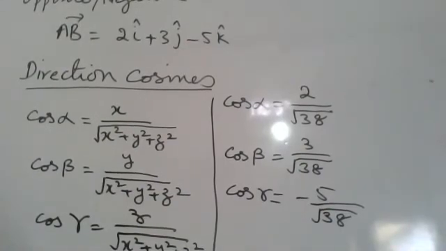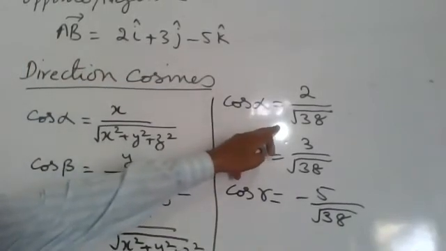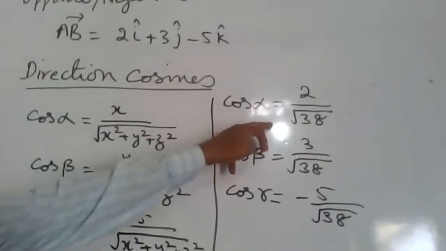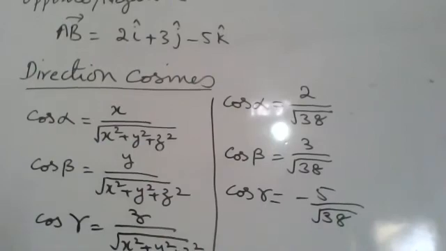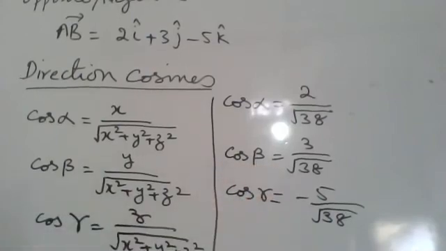You know that the magnitude of AB was under root 38, not 1. If the magnitude is 1, that is called the unit vector. Here the magnitude is not 1. Here the magnitude is under root 38, which means 6 point something. Now how to find the unit vector of AB, that means the direction vector of AB?